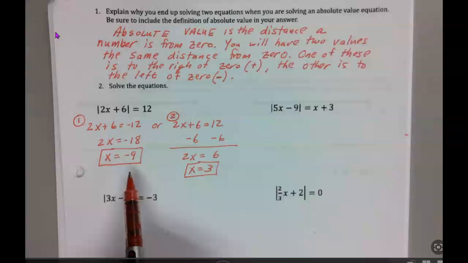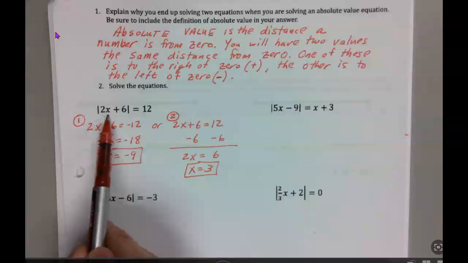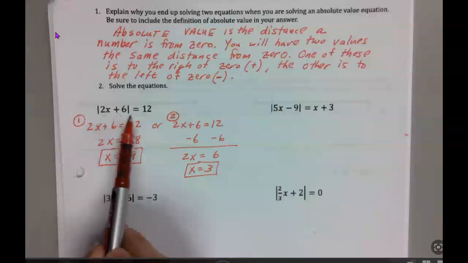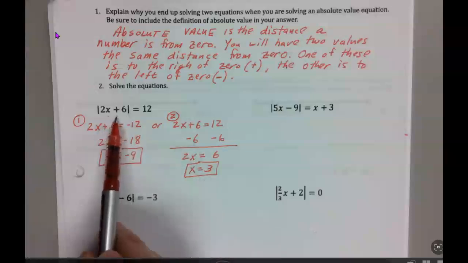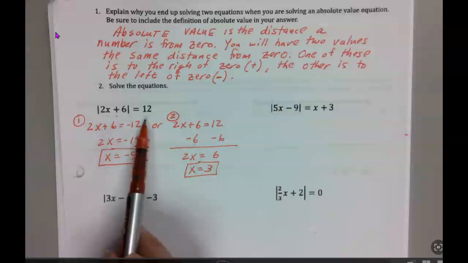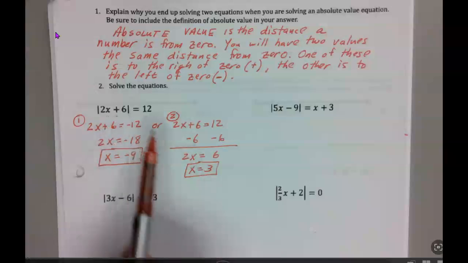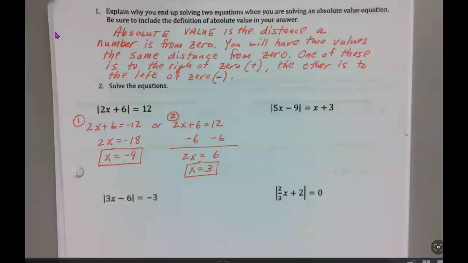Okay? And you can check it. 2 times negative 9 is negative 18. Plus 6 is negative 12, and the absolute value of negative 12 is positive 12. Put in 3, 2 times 3 is 6, 6 plus 6 is 12, absolute value of 12 is 12. So they do check, don't they? Okay? All right. Any questions on that?